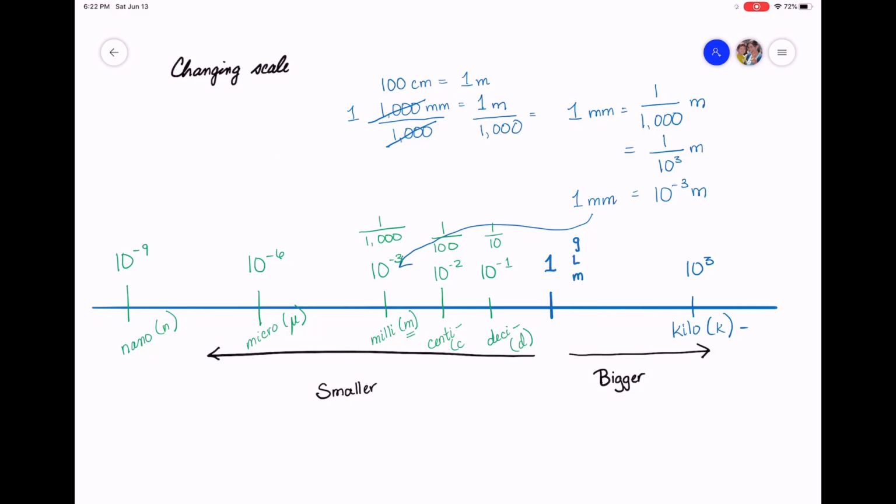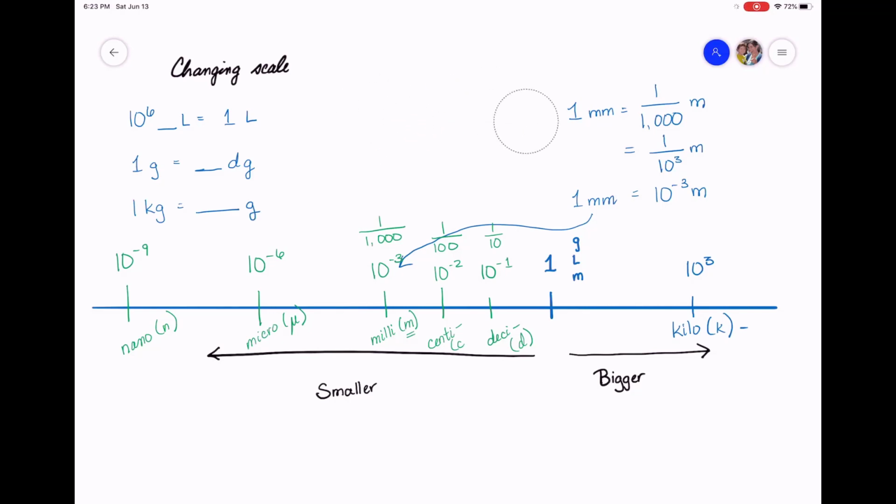So we're familiar with millimeters and centimeters because we've worked with a ruler before, but now let's apply these prefixes to grams and liters. I'm drawing out 3 example problems, and I'd like you to try to fill in the blank spaces to make these equivalent statements. In other words, 10 to the 6 what liters equals 1 liter. Go ahead and pause the video to give it a shot.